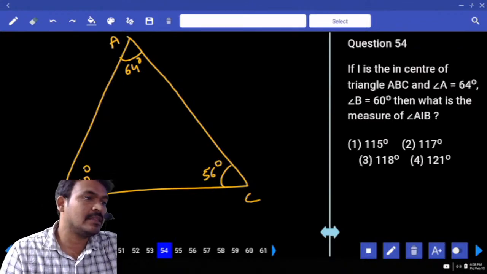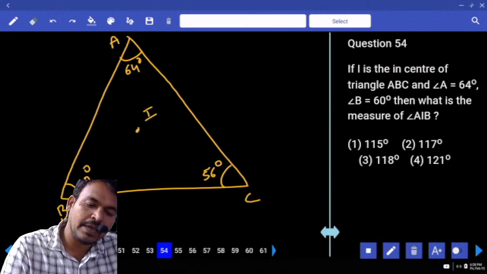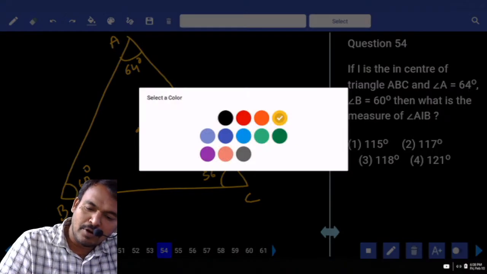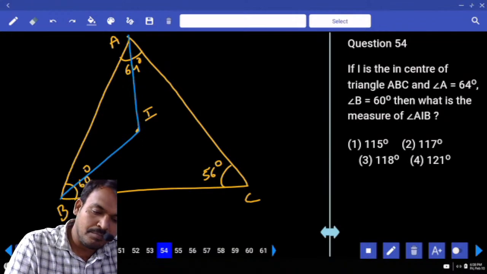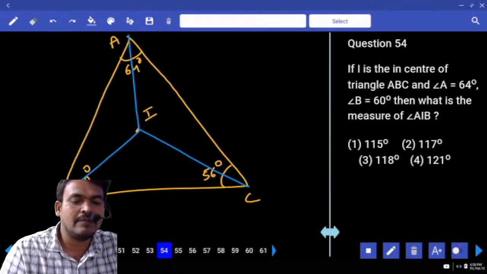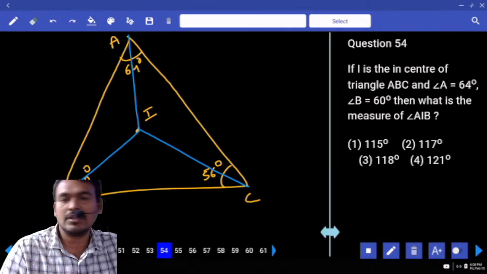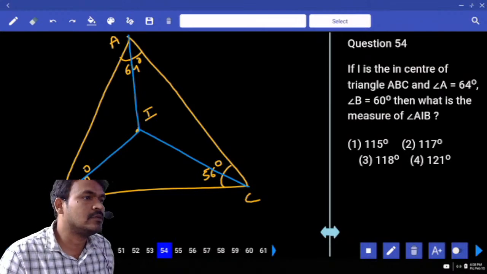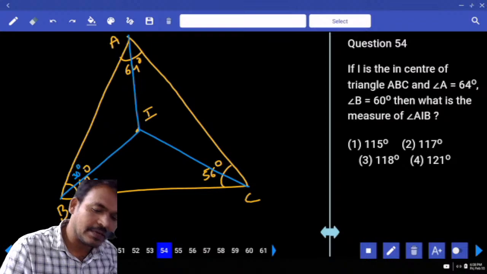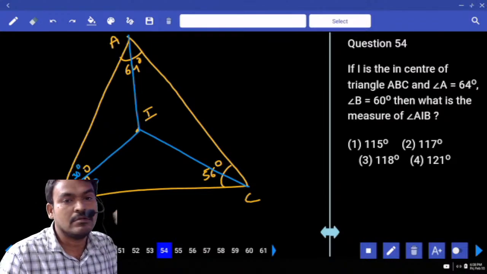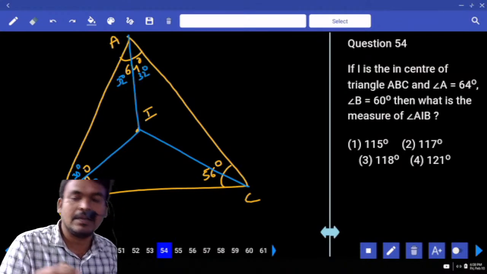Okay. I is the incenter of triangle ABC or not? Means this is point I or not? These 3 points are joined, A, I, B, another one B, I, C, another one C, I, A or not? Okay. Two angle bisectors we are using. What is the total B value? 60. Means this one 30 degrees, this is also 30 degrees or not? What is the total A value? 64. Means this one is 32 degrees, this is also 32 degrees or not?